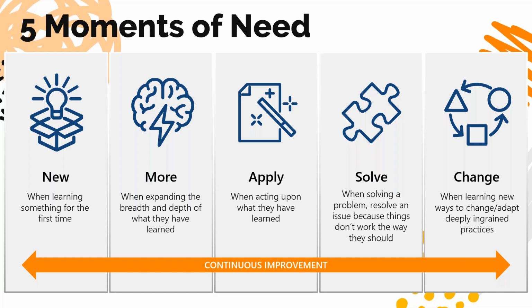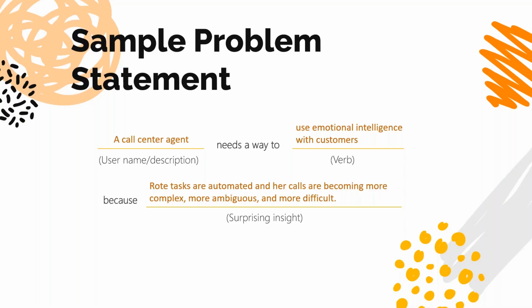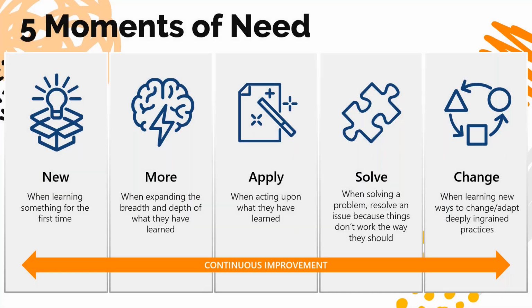So now I've learned it, I've got a little more information, and I need to be able to apply what I've learned. Our fourth moment is solving a problem. And the fifth is when learning new ways to change or adapting deeply ingrained practices. Looking across here and reflecting it back on my call center agent, it helps me space out the learning on the journey so that we're not burying this agent with things from the problem-solve or apply moments when those really needed to happen a little later in their learning journey.